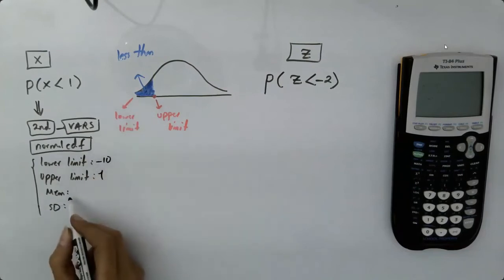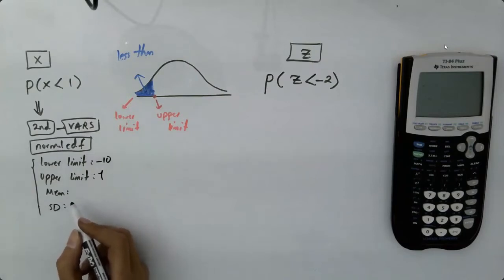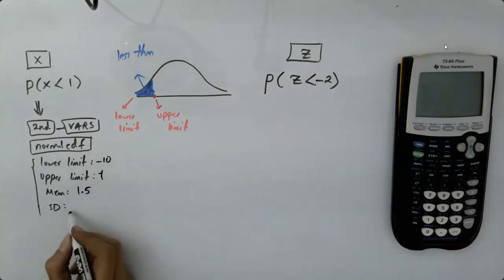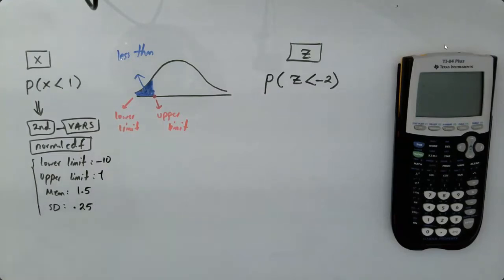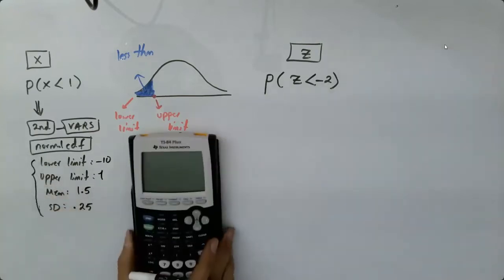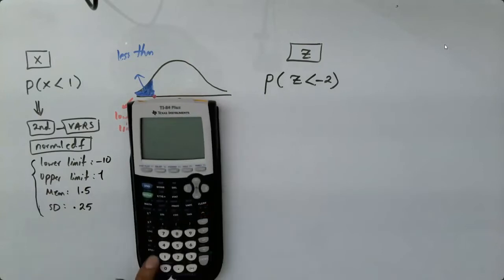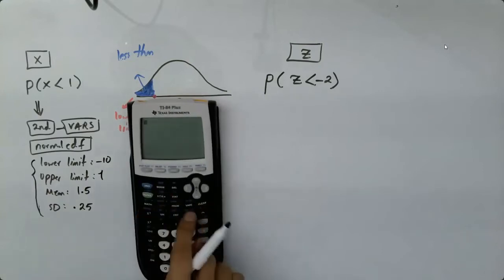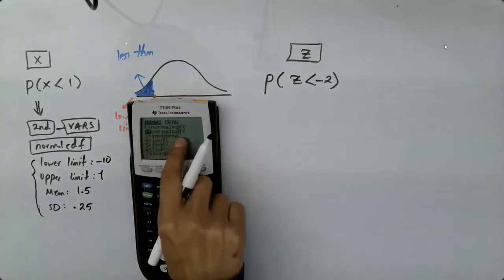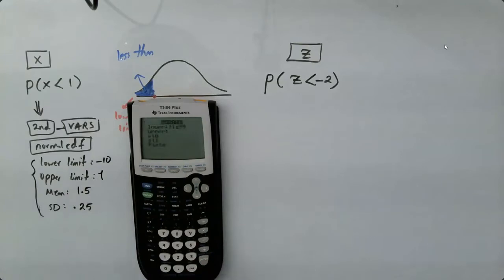The mean, remember from the question, the mean was 1.5, and the standard deviation is 0.25. And now you want to use our calculator. Show me how to use my calculator. Turn on your calculator, second vars, normal CDF, cumulative density function, enter.